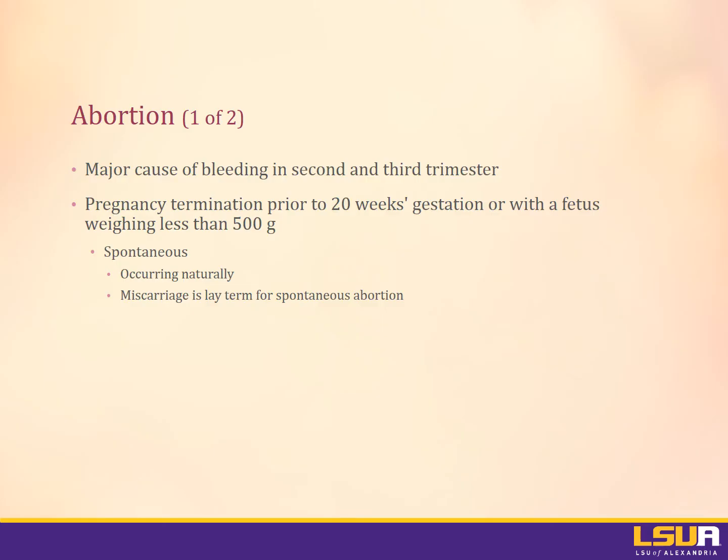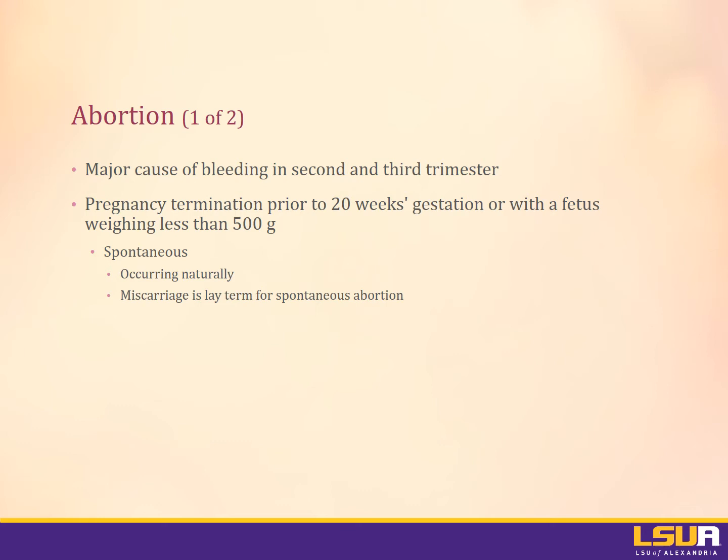Abortion, we're talking here about spontaneous abortion, what some of you may term as miscarriage. This is usually the major cause of bleeding. It usually occurs in the second and third trimester. But remember the age of viability, 20 weeks. Pregnancy termination prior to 20 weeks gestation or with a fetus that weighs less than 500 grams are the criteria for terming it a spontaneous abortion. After that, we have other terms we'll talk about later.